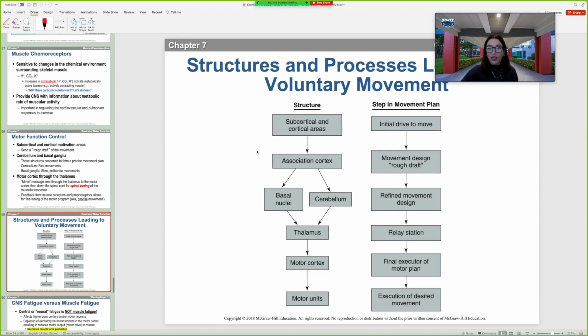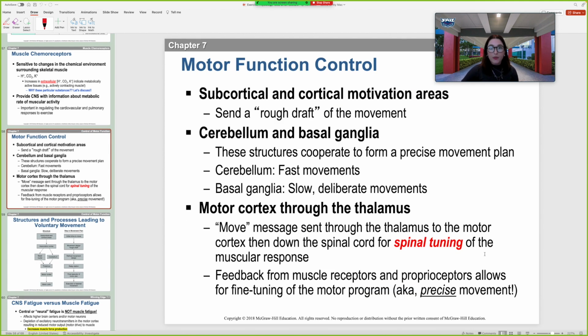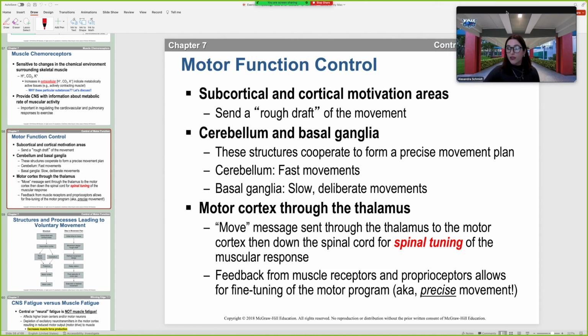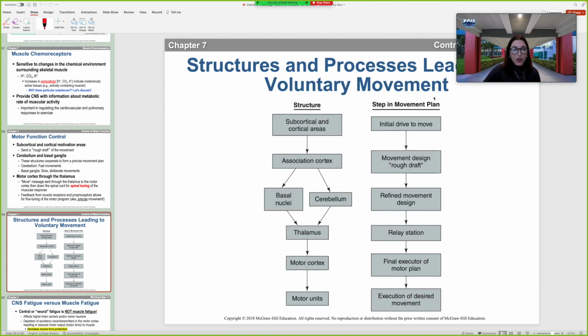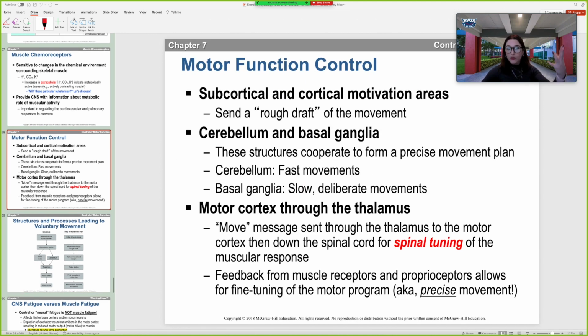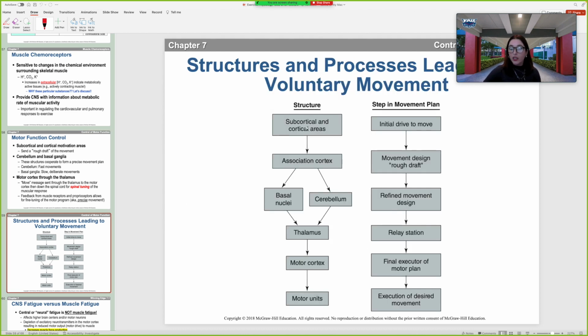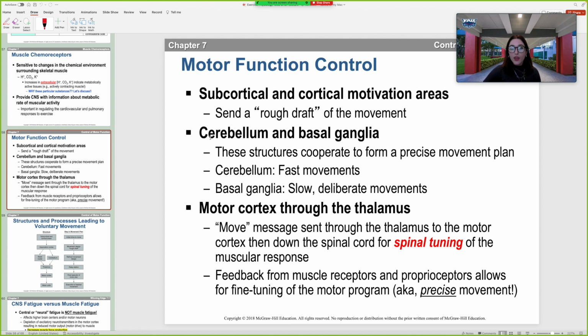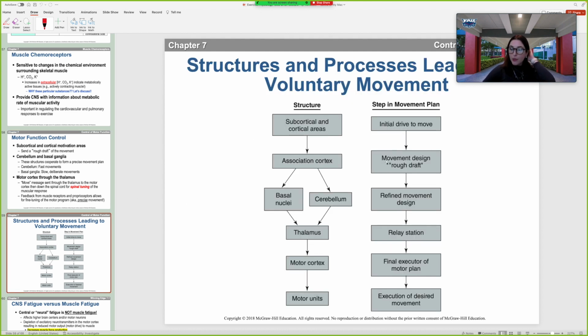Okay, so on the next slide here, everything that's right here is basically everything I'm saying here, just in a visual chart. Okay, so the initial decision to move comes from these subcortical and cortical areas. Then the cerebellum and basal ganglia cooperate together to form a precise movement plan. The cerebellum is involved with fast movements and the basal ganglia with slow, deliberate movements. Okay, so we get that movement rough draft coming from the association cortex, the basal ganglia, and the cerebellum.